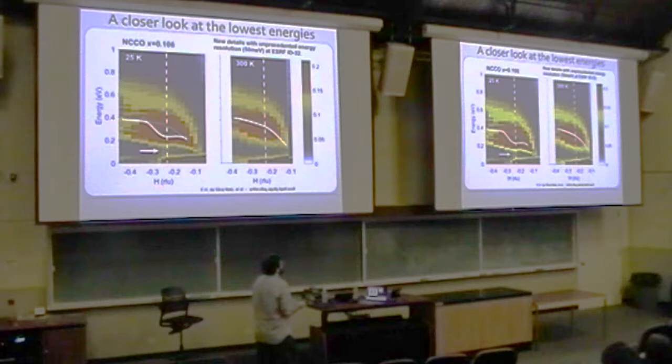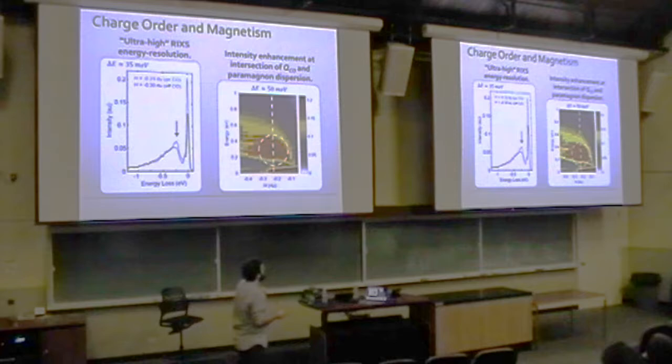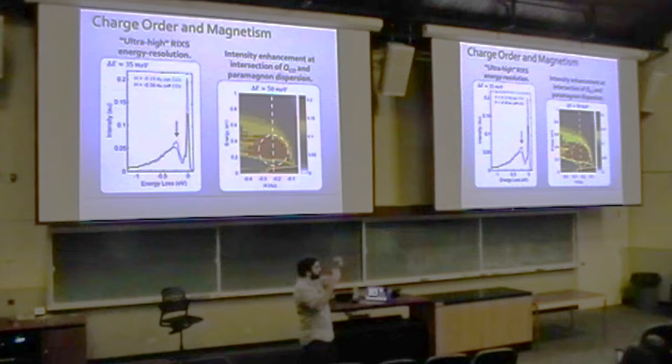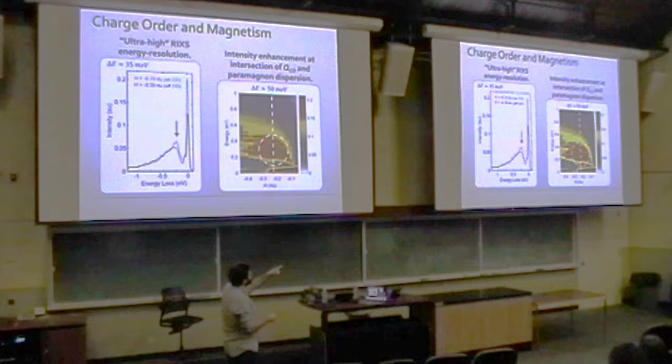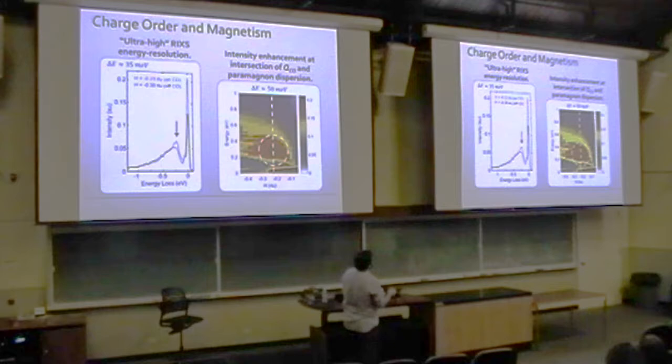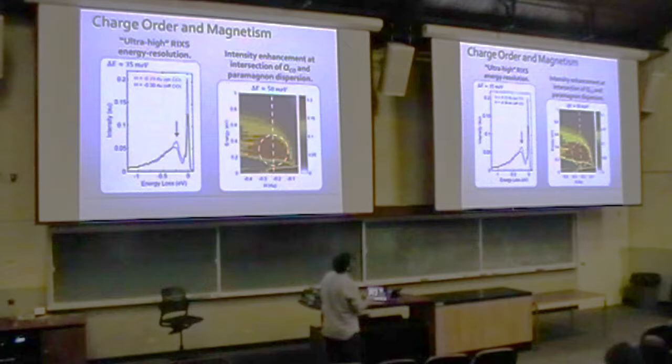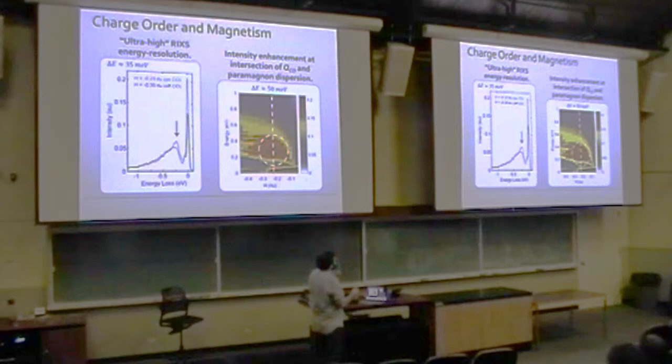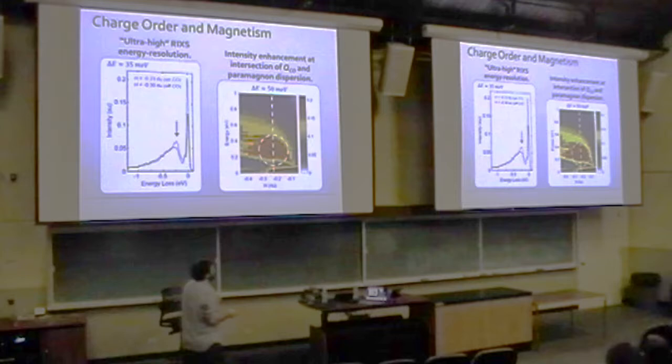So, to test this, to take a map like this, we use the 50 milli-electron volt resolution to get a little more intensity. But if we just focus on one particular wave vector there, and compare it to one that's off the charge order, you can see that there is indeed an enhancement at the charge order wave vector, right on top of where the paramagnon energy is. So this is just the quality of the data; these two spectra took about 12 or 16 hours.